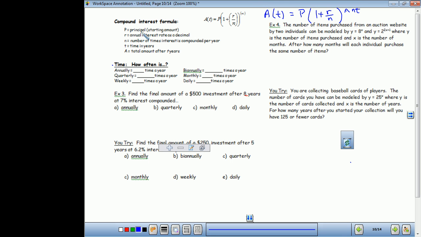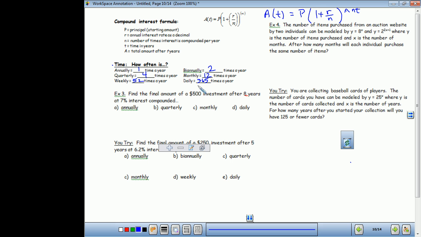So P is going to represent our principal, that's our starting investment, our starting amount. R represents our annual interest rate written as a decimal. N is the number of times the interest is compounded per year. T is time in years, and A is the total amount after T years. When we're looking at compound interest, time occurs how often? Well, annually means once a year, biannually, twice a year, quarterly, 4 times a year, monthly, 12 times a year, weekly, 52 times a year, daily, 365 times a year.